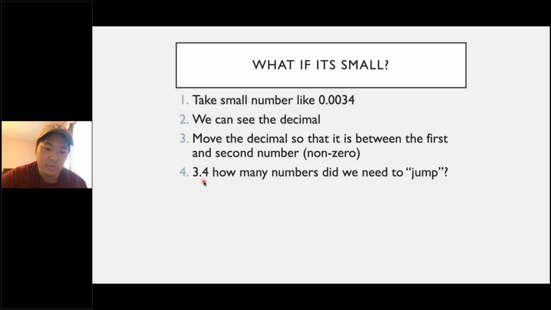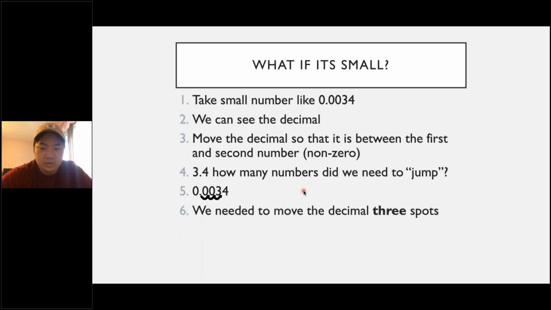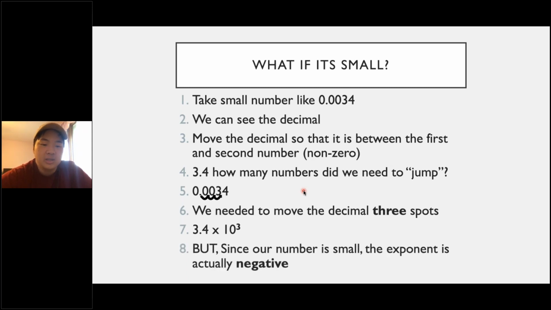So I get 3.4. Now, again, we have to figure out how many numbers we need to jump to get to 3.4. Well, we started here, and then we jumped 1, 2, 3 times. So our exponent is going to be 3. But wait, this is a small number, so our exponent is actually going to be negative. So the real answer is 3.4 times 10 to the negative 3. Remember, if your number is small, like this one here, 0.0034, the exponent is going to be negative when written in scientific notation.